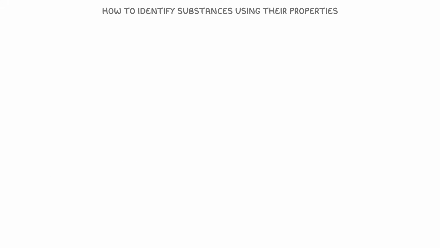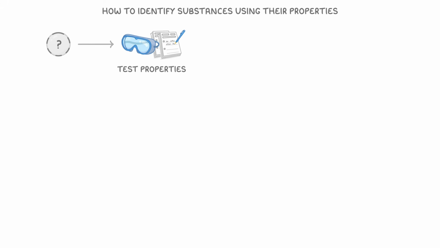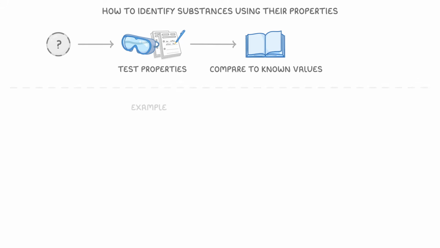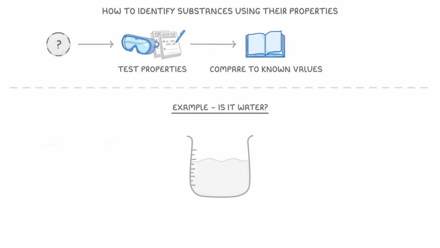Finally then, let's learn about how to identify substances using their properties. Scientists often need to figure out what a mystery substance is, and they do this by testing its properties and comparing them to known values. For example, if you've got a clear liquid and you want to know if it's water, you could test its boiling point. If it boils at exactly 100 degrees Celsius at standard pressure, that's a good indicator it might be water.